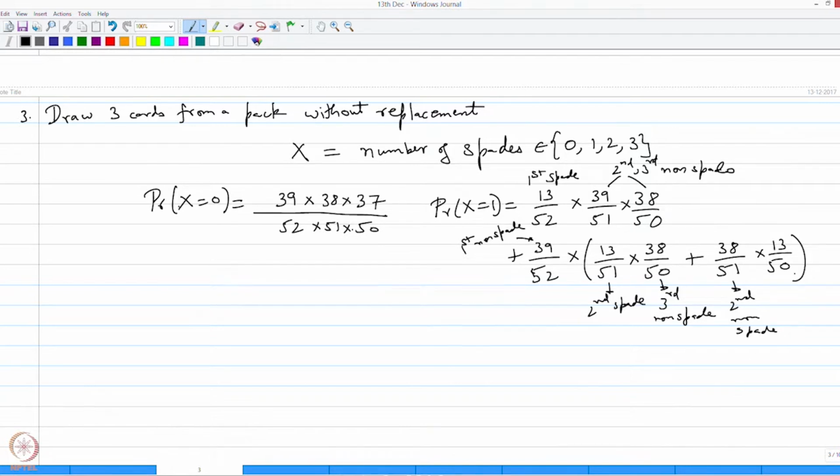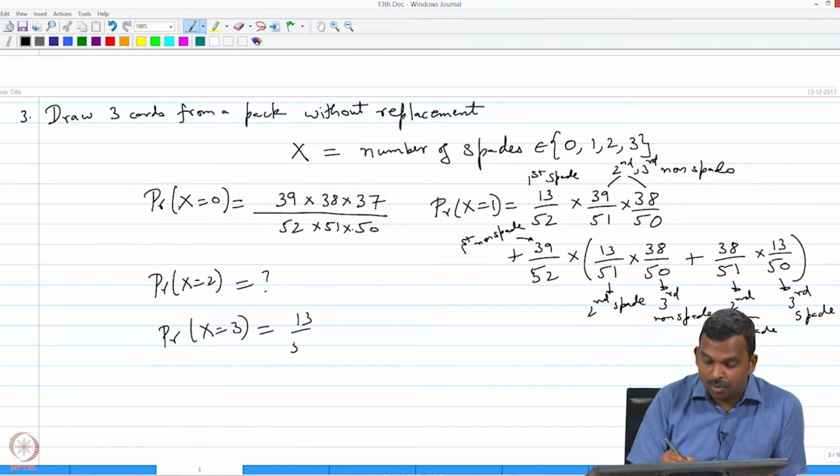Okay. So, this is a way to compute probabilities. This is the conditioning method. You condition on what happens in the sequence of events, and this is something that you have to do. Okay. So, likewise you can do it for the probability of x equals 2. I will leave that as homework. You can think about it. What will you do? I will do the easier case of the probability that x equals 3, in this case all 3 are spades. Okay.